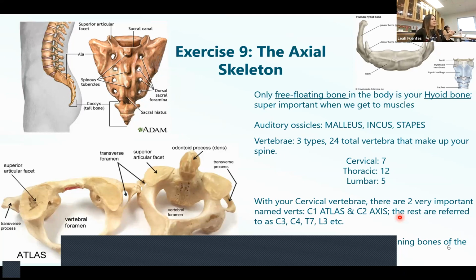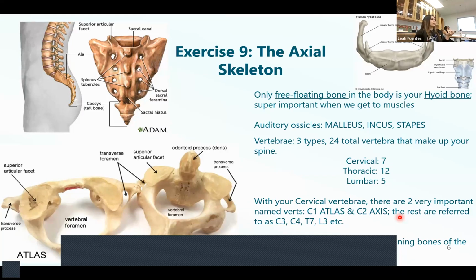Okay, so continuing on with the axial skeleton, there's one specific bone in the entire human body that does not articulate with any other bone. We call this the free-floating bone. It's your hyoid. Do not get this bone confused with your vertebrae. It is not a vertebrae. So your vertebrae are posterior. Your hyoid is up here, anterior. And you can see it sits right above your thyroid. So hyoid is really cool. It has a lot of attachment points for muscles. We have the stylohyoid and mylohyoid, but there's a lot of things to know with this.